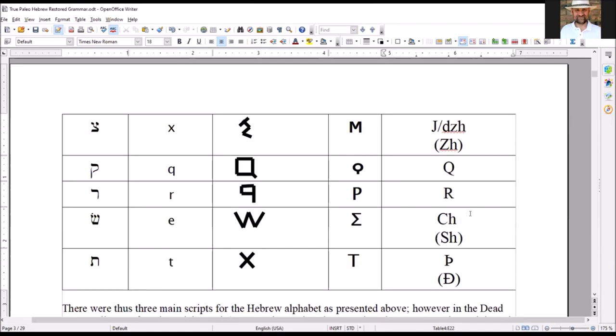Well, guess what? If it's a CH, CH sounds very similar to the sound S. So if you have a Sabbath, now pronounce it as Chabbath, Shabbath. It sounds very similar, not exactly, but over time, you know, language changes over time. So I believe that sound ch became an S.